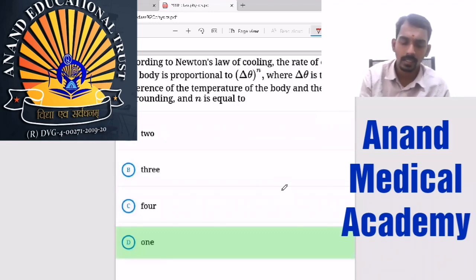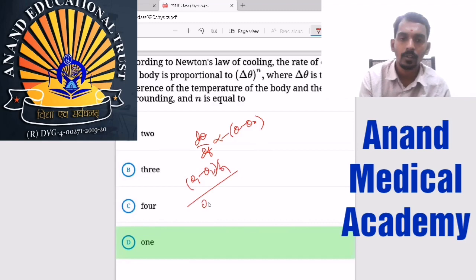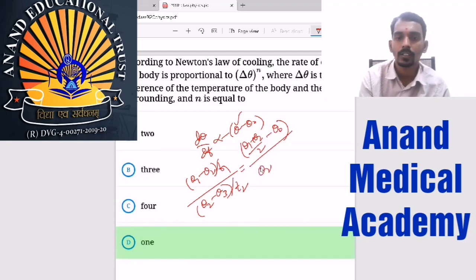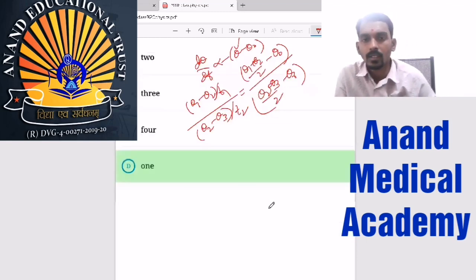Here I will just tell you, see, d theta by dt is proportional to minus theta naught. So d theta means change in temperature by time. Now theta 2 became theta 3 in time. Theta means average temperature: theta 1 plus theta 2 by 2 minus theta naught, theta 2 plus theta 3 by 2 minus theta naught. So here theta naught is surroundings temperature.